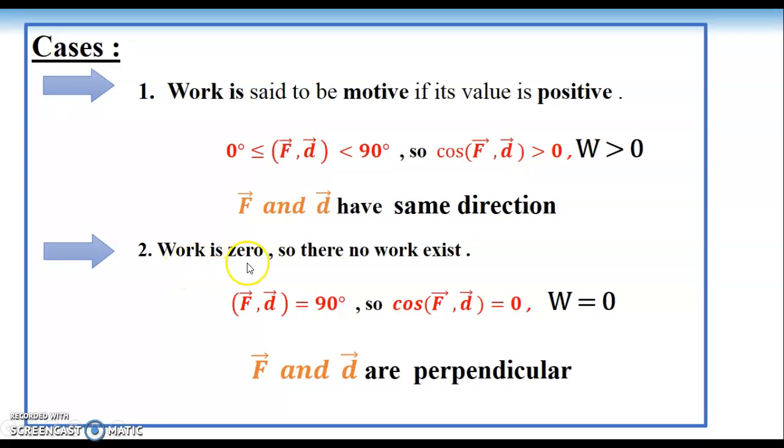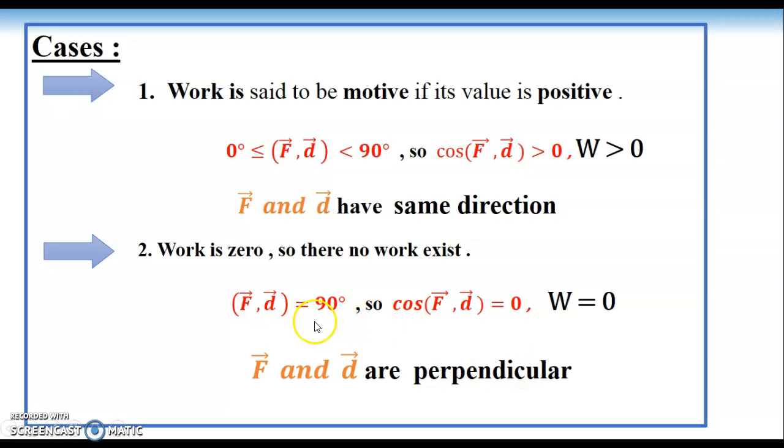Case 2, work is 0, so there is no work. This is when the angle between F and D is equal to 90 degrees, and thus the cosine of the angle between them is 0. So the work is equal to 0. In this case, F and D are perpendicular.